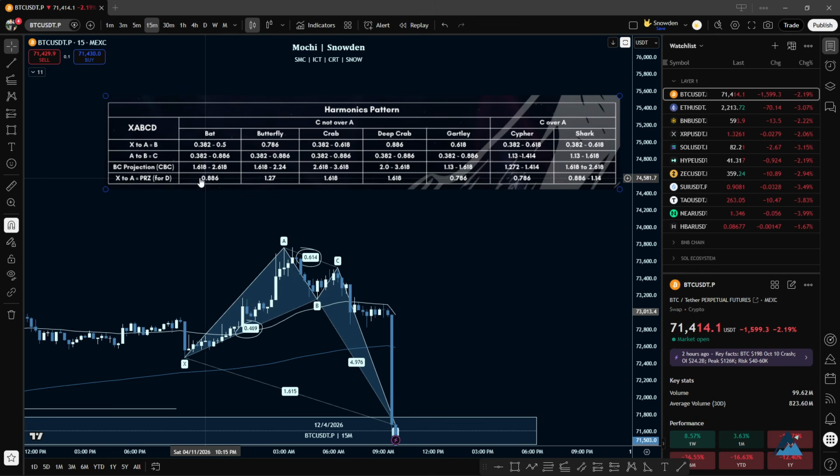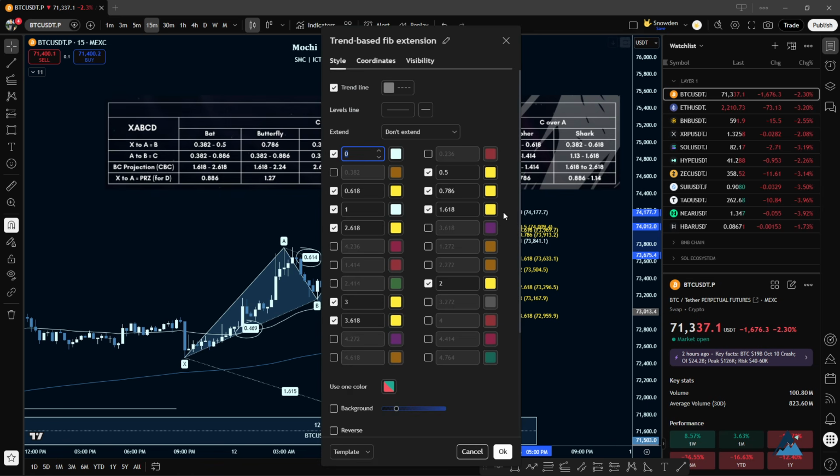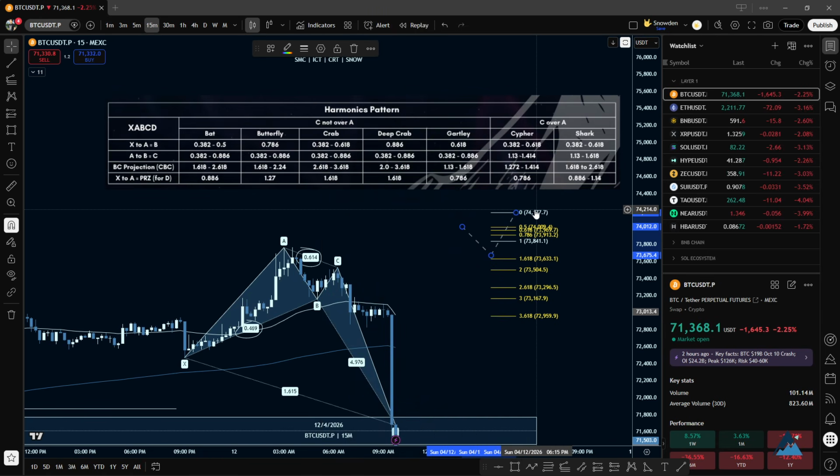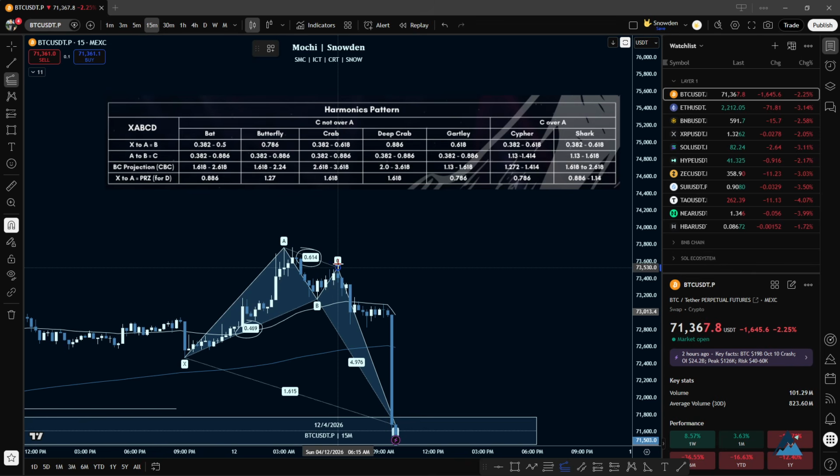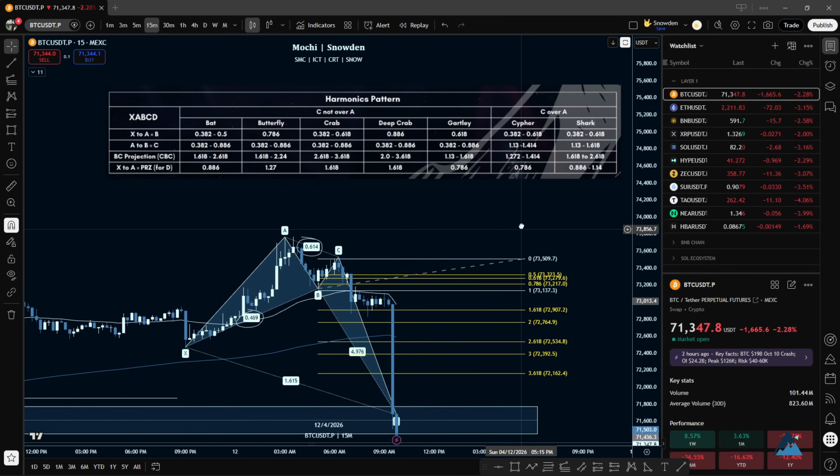BC projection, CBC. Trend-based fib extension. Now, ano number nandito? 1.618, 2.618. So, edit mo muna to para merong number na 1.618 saka 2.618 para makuha natin. And now, C, B, C.